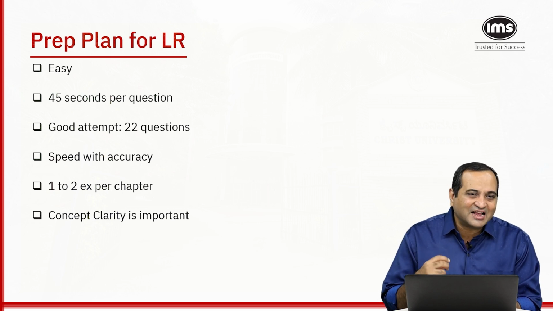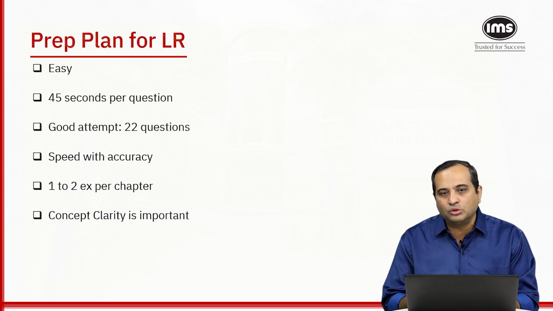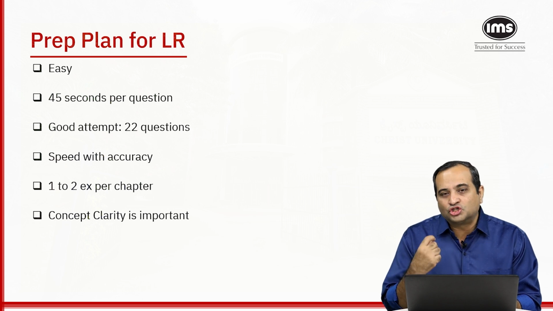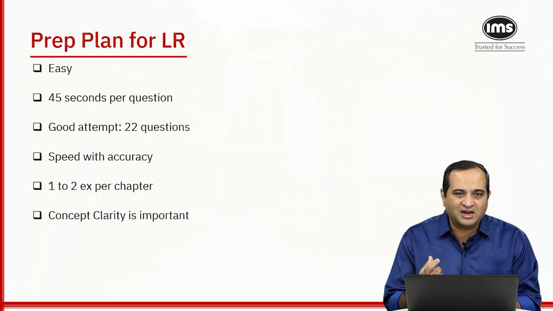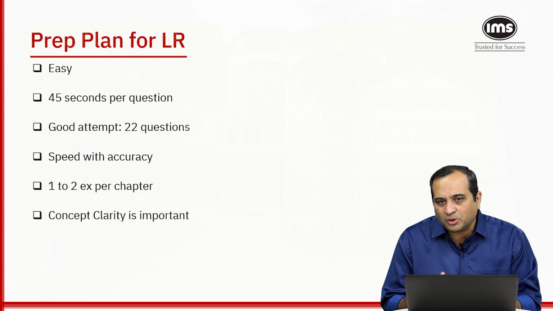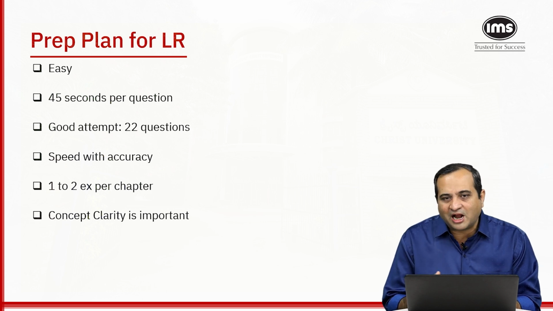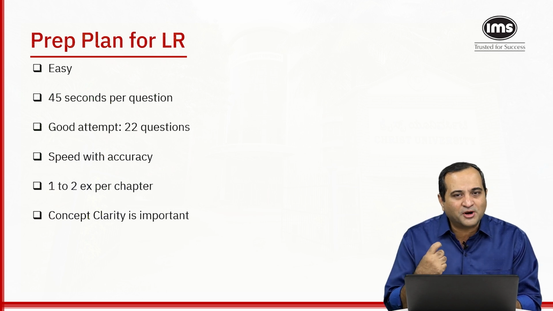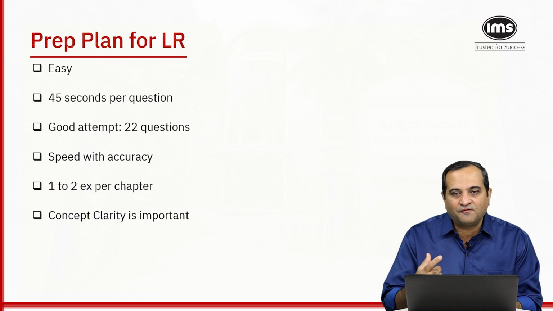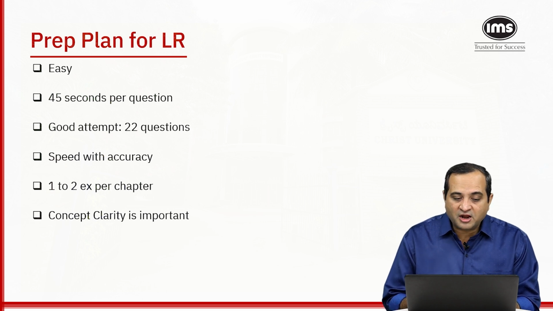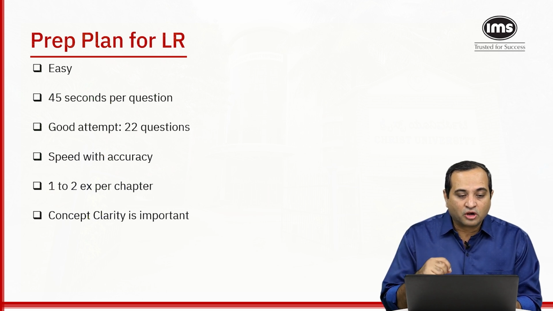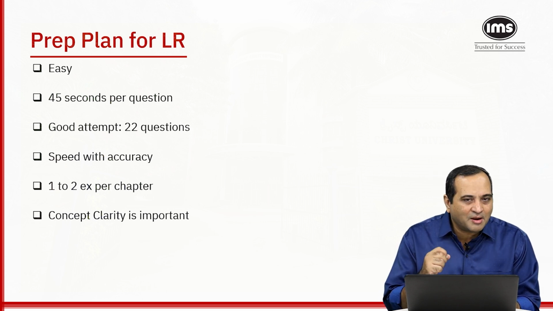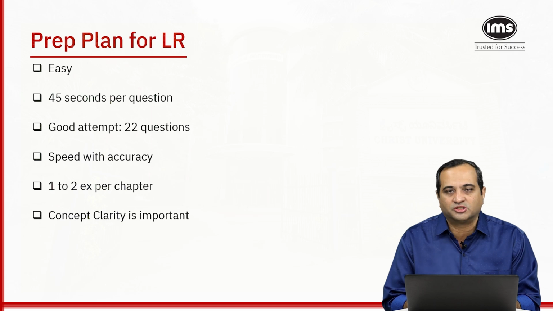Just like I said for maths, what you need to do is pick up every chapter and solve a minimum of 2 exercises. Let's say each exercise should have around 20 questions. So around 40 questions on that particular chapter should be good enough for you. Another important thing here is, remember, you need to attempt around 22 questions out of 25. A good attempt here would be around 22 questions.